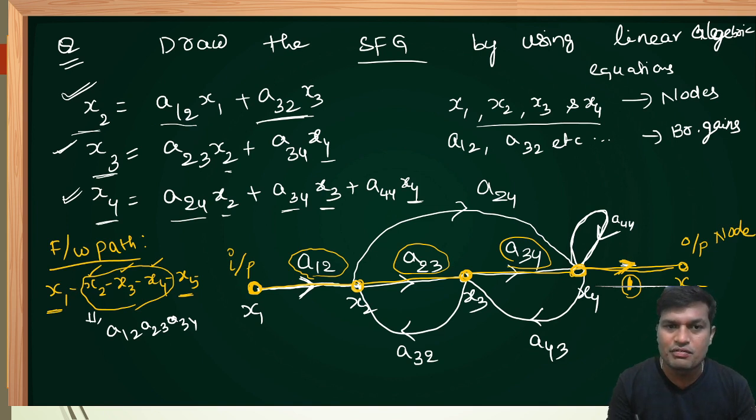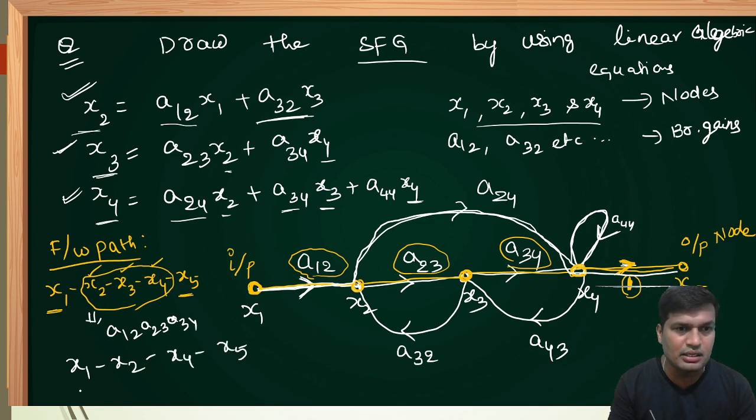That is from x1 to x2, then x4, then x5. x1, x2, x4, x5. A path which starts at input node, that is x1, ends at output node, that is x5. Internally, how many nodes are there? Two. One is x2 and x4. These two nodes are not repeated more than once. Therefore, this is also one more forward path.